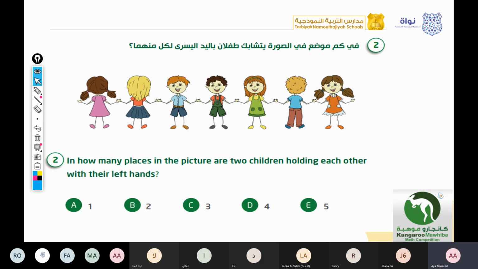Okay, now let's start with this question. In this question, we need who are holding each other with their left hand. How many places are two children holding each other with their two left hands?